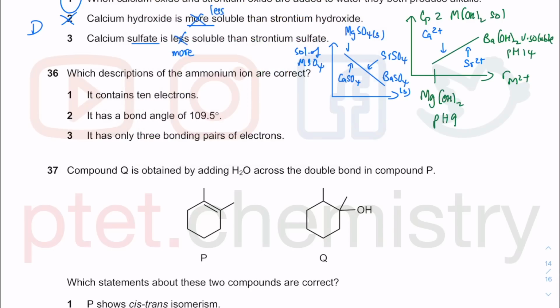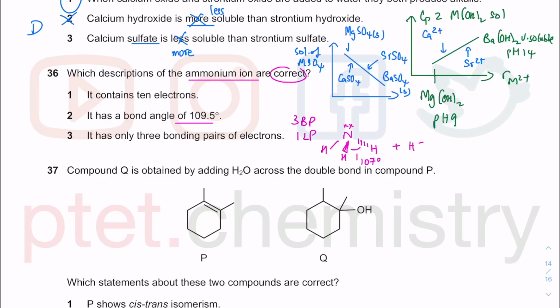Question 36, which description of the ammonium ions are correct? So it has a bond angle of 109.5. This is related to what I did previously. When we have an ammonia molecule, we have a trigonal pyramidal molecule. There is ammonia. So 3 bond pair and 1 lone pair, trigonal pyramidal, 107 degree.